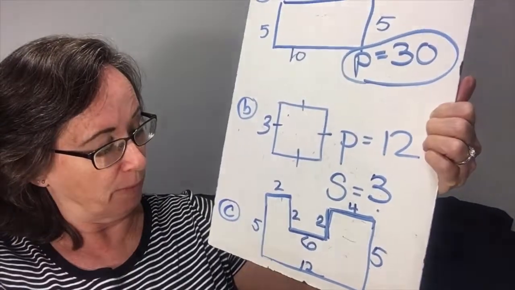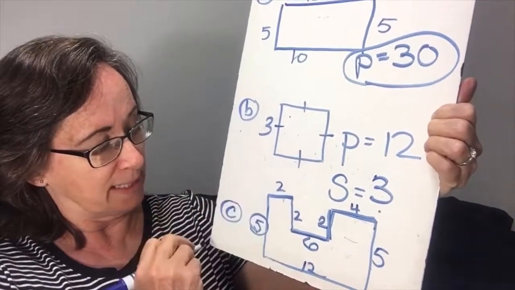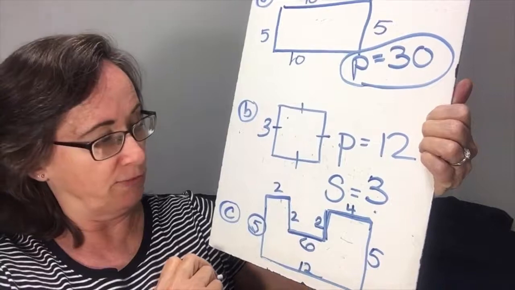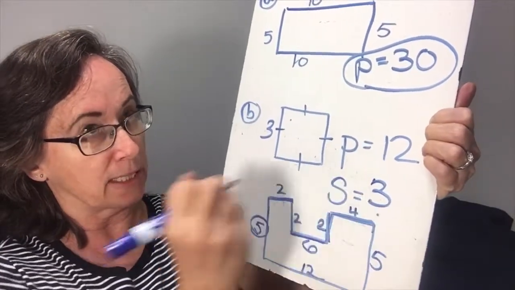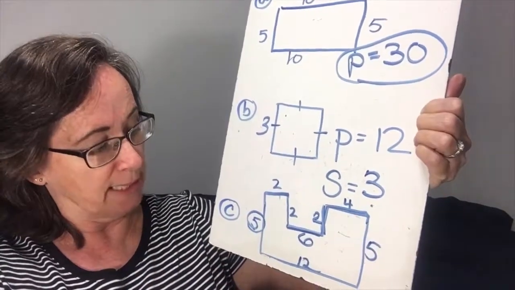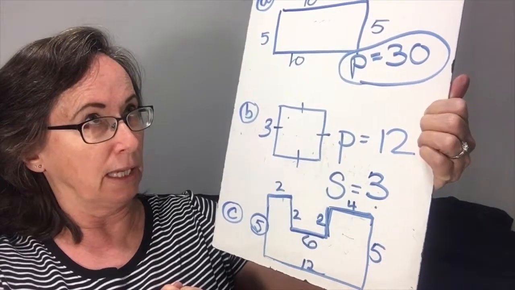So let's go all the way around. Let's start with 5. Okay, 5 plus 2 is 7, plus 2 is 9, plus 6 is 15, plus 2 is 17, plus 4 is 21, plus 5 is 26, plus 12 is 38.